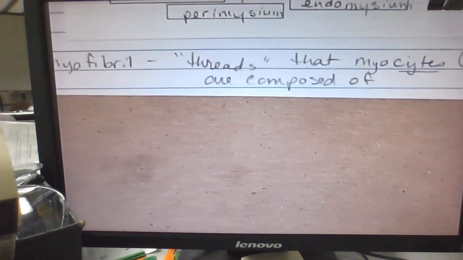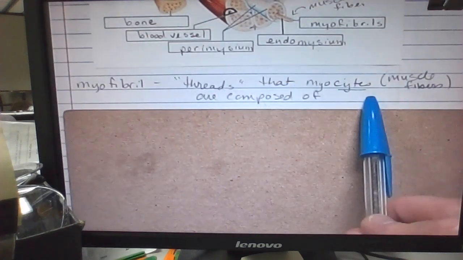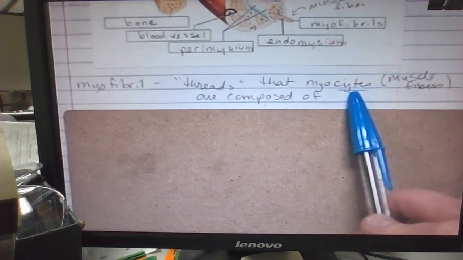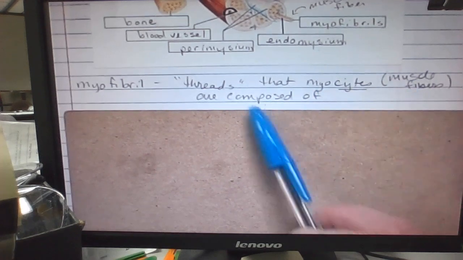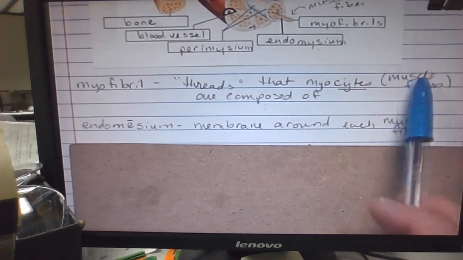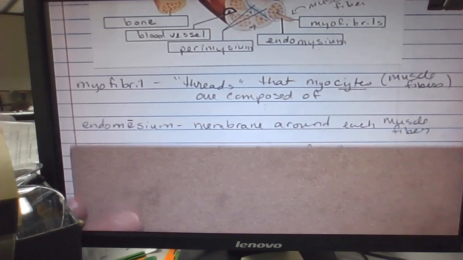So a myofibril is the thread that a myocyte is composed of. Myocyte, myo meaning muscle, cyte meaning cell. So myofibril, the threads that the myocytes or the muscle fibers are composed of. Endomysium is the membrane that's around each muscle fiber. So you have a protective membrane around the muscle fibers.